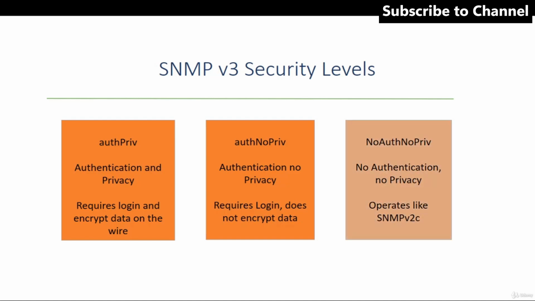Then finally, we have the noauth group, which is the noAuthNoPriv security level in SNMP v3. This essentially requires no username and no password, and no encryption, it goes across the wire. It actually turns SNMP v3 into SNMP v2. So for our demo, we will use the auth group.